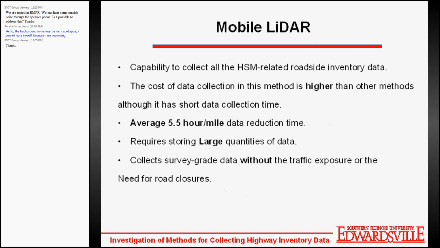The mobile LIDAR system that we demonstrated, we could collect all of the data on all of the categories. The data collection cost is higher because we're looking at approximately $600,000 worth of equipment that we have in the field to do this, but we're able to do that at highway speeds without exposing the crews to traffic. But we find that when we took that data back to the office and wanted to extract meaningful information from it, we were looking at 5.5 hours of data reduction time per mile of data collected. And if you were going to do large quantities of roadways, you'd have to store large, and I mean large, quantities of data in order to be able to handle the material generated by the system. But again, you're collecting it without exposing your crews to traffic or the need to close the roads.